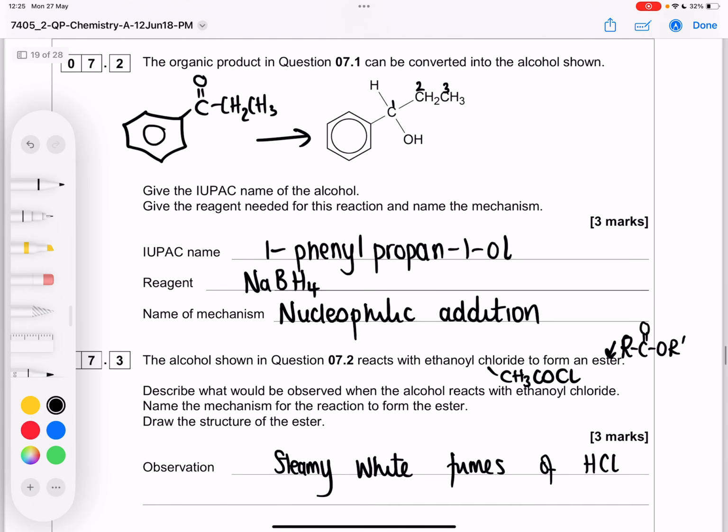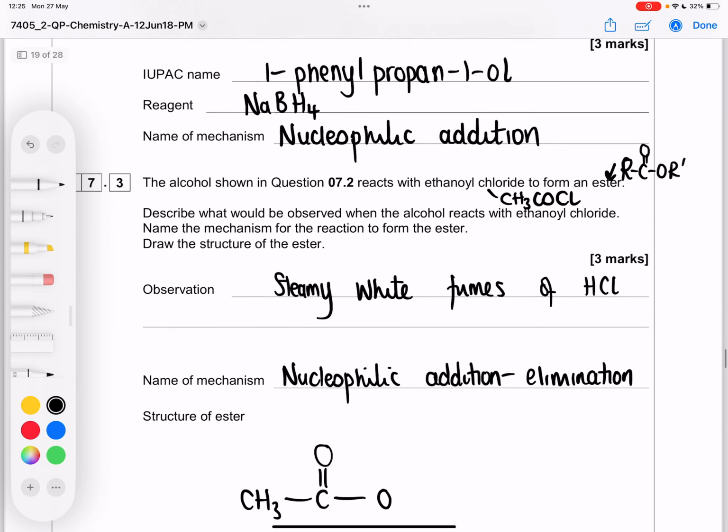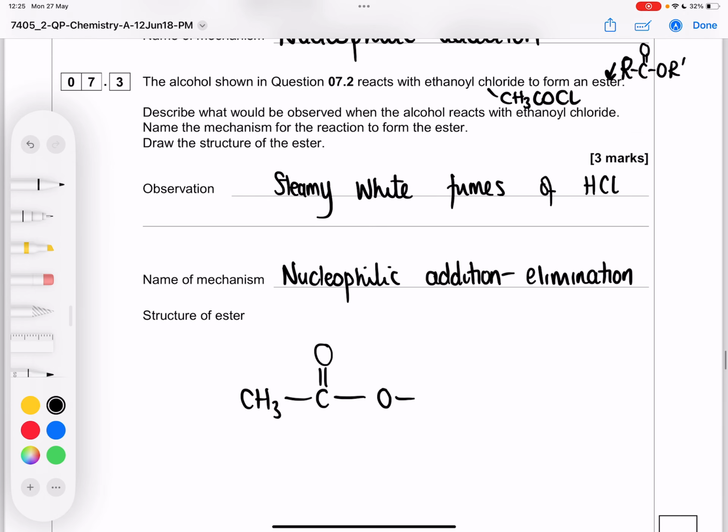Now, just remember that structure of that alcohol had a prop chain and a phenyl group. So it was attached to a 1, 2, 3 chain that had a phenyl group on the first carbon. There we go.